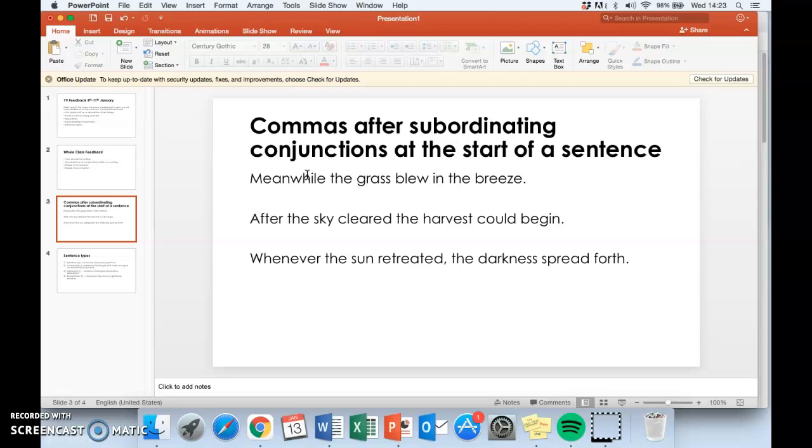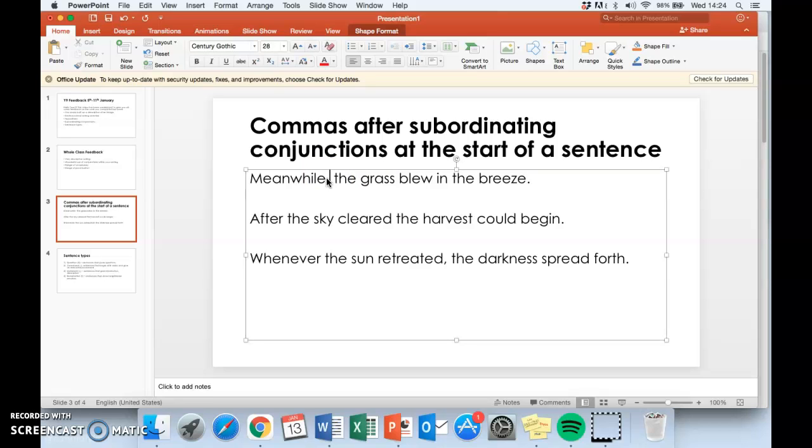So this first sentence here, I put, "Meanwhile, the grass blew in the breeze." Okay, so at the beginning of that sentence there, we do have a subordinating conjunction. We could also call it a discourse marker, all right? It's signifying what's going to be discussed in this sentence, all right? So in this sentence, we're discussing what was happening meanwhile something else was happening. So you do need to put a comma after words like that, okay, after signifiers like that.